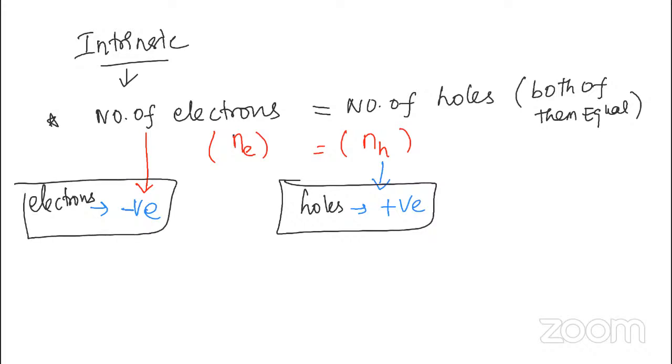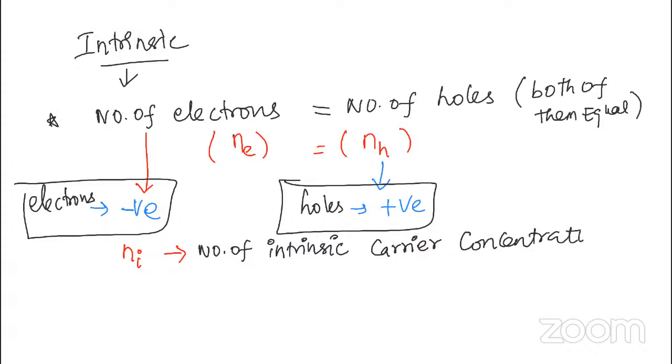In intrinsic semiconductors, we are introducing one more quantity besides Ne and NH, that is Ni, which is nothing but the intrinsic carrier concentration.